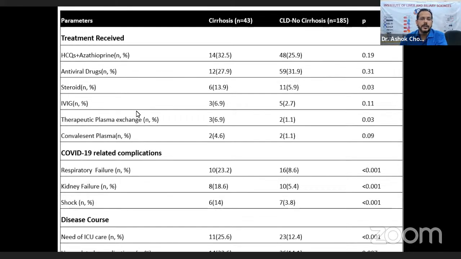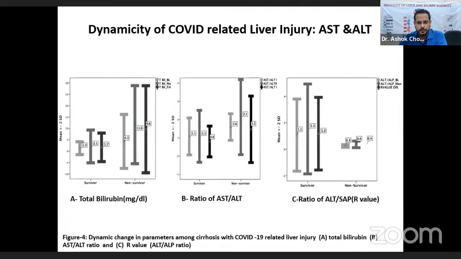Then treatments. This treatment is across the Asia Pacific, so we get varied treatment. You can see all the drugs, azathioprine, antiviral drugs, steroids, IVIG, plasma exchange, convalescent plasma. So these are used variably in different ways. We just want a comparison, but I think this is not to be considered as important. Then COVID-related complications, be it respiratory failure, renal failure or shock, are more in the presence of cirrhosis, and the need for ICU care and liver-related complications are high in the presence of cirrhosis.